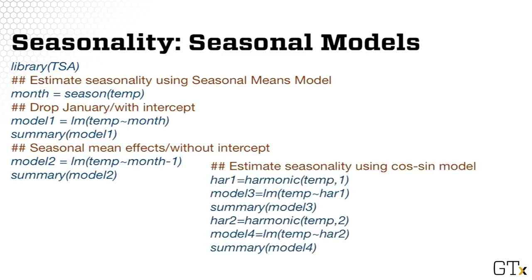Next is the implementation of the cosine-sine model to create the two predicting variables, the cosine and sine of 2 pi t for the frequency 1/2 or 1 per year. We can use the harmonic function in R, where the input is the time series and 1 stands for the frequency.